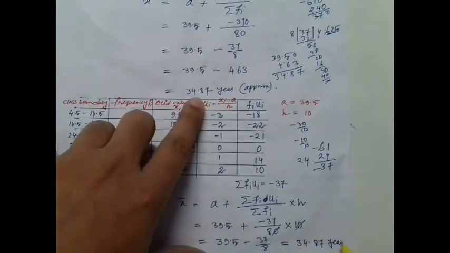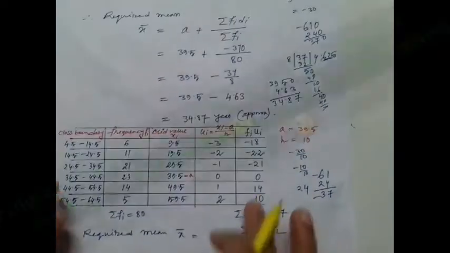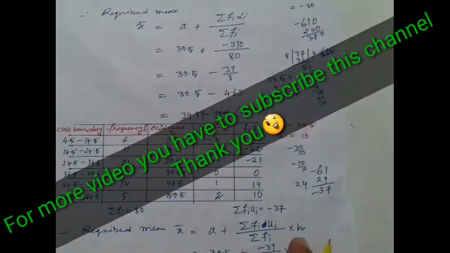34.87 years approximately. So here we have got the answer by using our step deviation method. The little change compared with the assumed mean method is only that h should be multiplied.